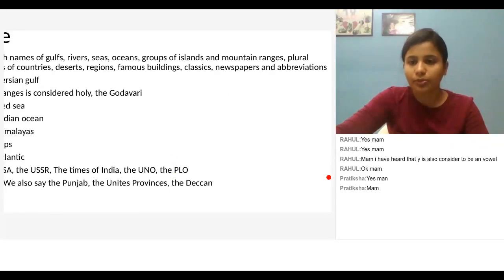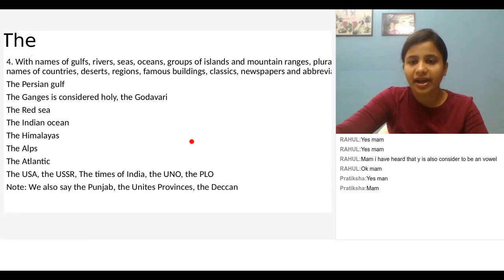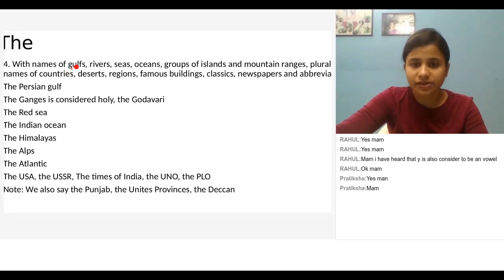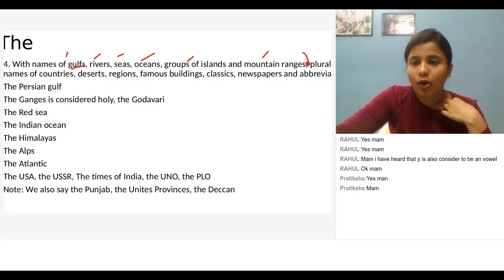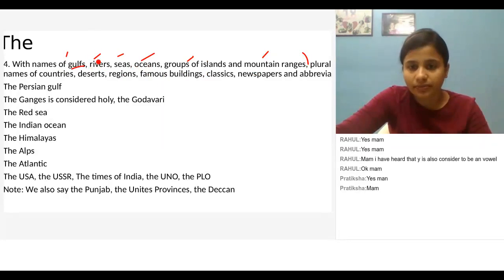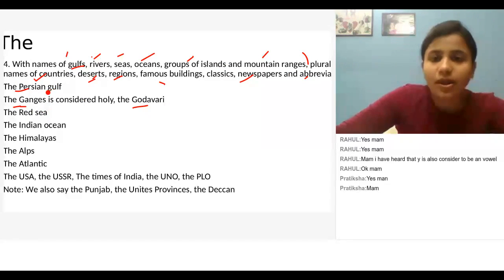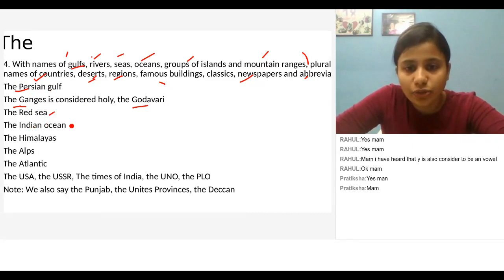Okay, now whenever I have words which are names of gulfs, rivers, seas, oceans, groups of islands, mountain ranges, these are all things that are used to denote natural bodies. Also plural names of countries, deserts, regions, famous buildings, classics, or newspapers, and abbreviations. What I mean is when I'm naming a river, then I'll always say the Ganges or the Godavari, the Persian Gulf. These are all natural bodies, like river bodies or water bodies or mountains. The Red Sea, the Indian Ocean, the Himalayas.